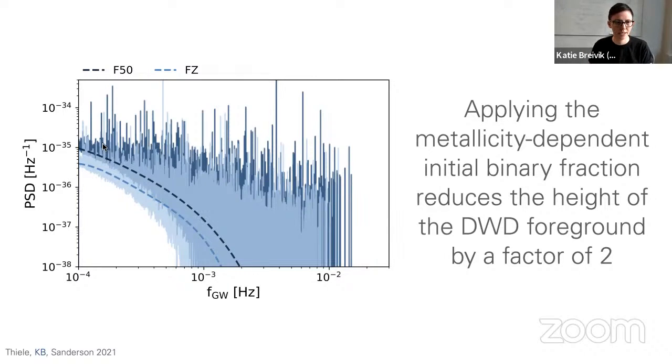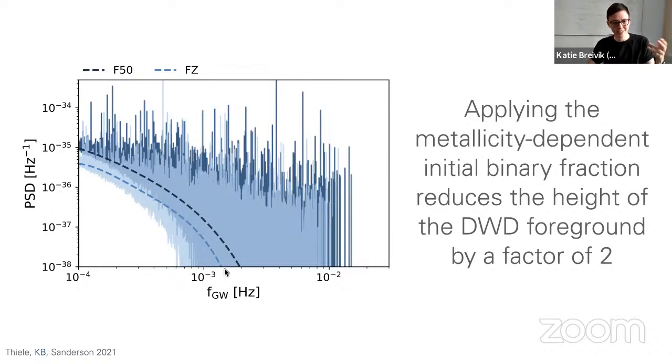So this is illustrated again. Here we're showing a power spectral density instead of amplitude, but it's roughly the same idea. This is the gravitational wave strain of the double white dwarfs in the galaxy as a function of gravitational wave frequency. In light blues, we're showing the population simulated with a metallicity-dependent binary fraction. And in darker colors, we're showing a population that assumes a 50% binary fraction. And as you can see, across the whole band there's this reduction by a factor of 2. We were pretty surprised that it was so dramatic.